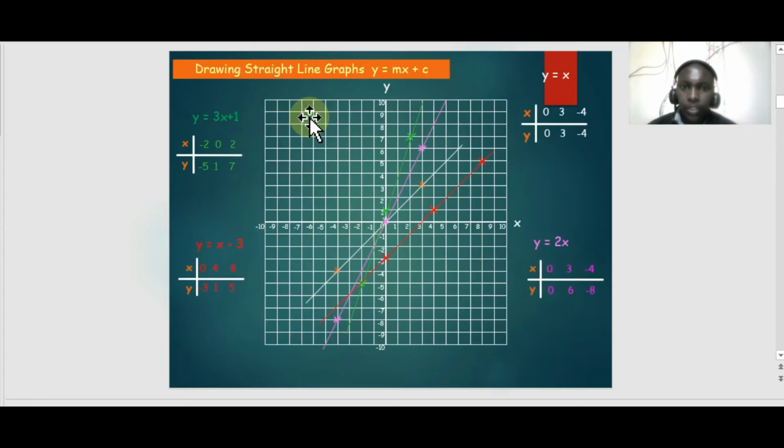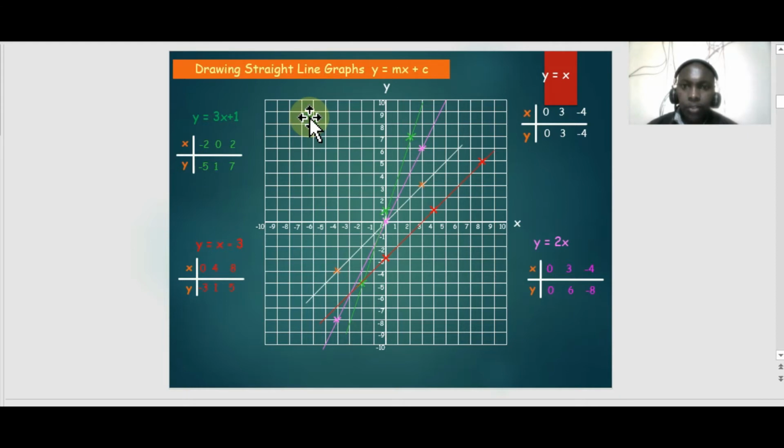So we go directly to how do we draw a straight line graph, which is given in the form y is equal to mx plus c. There are three key things that you require when you're drawing a straight line graph. Number one, you require a table of values. Prepare a table of values.